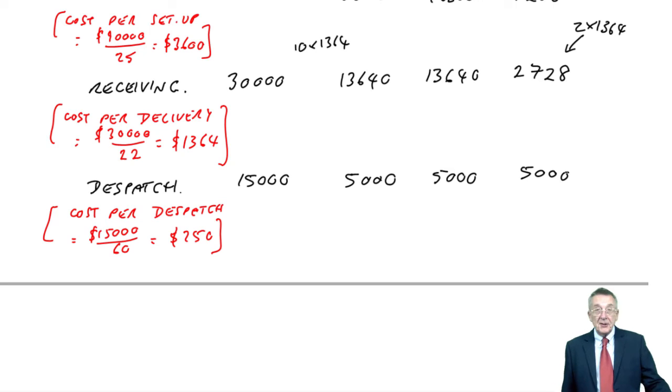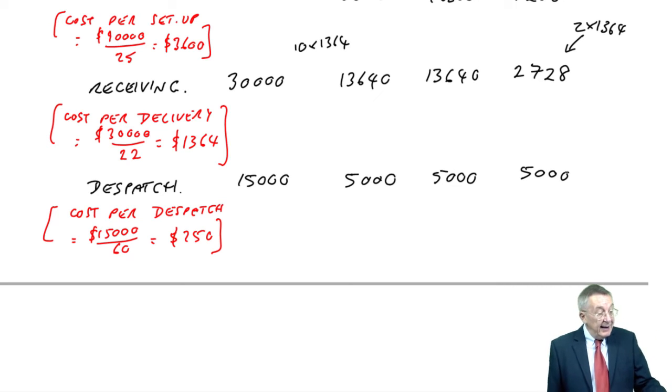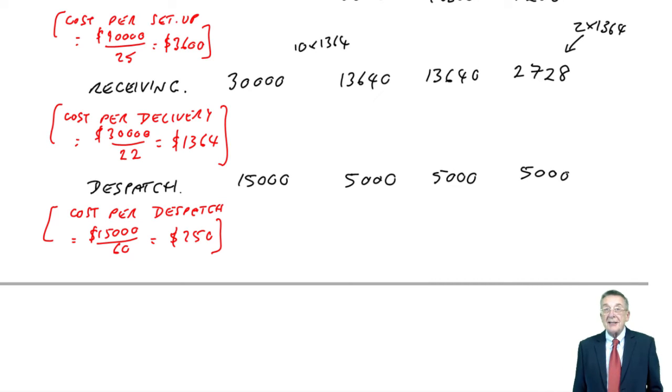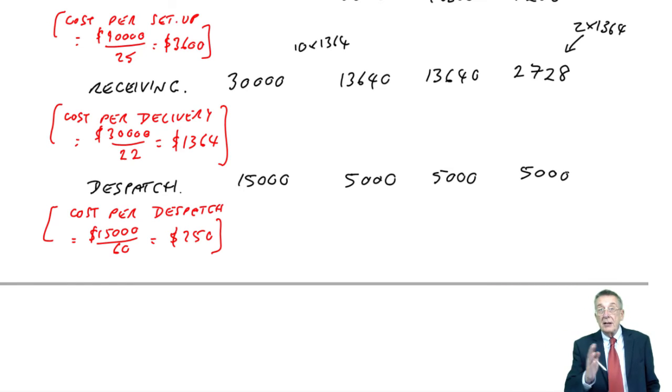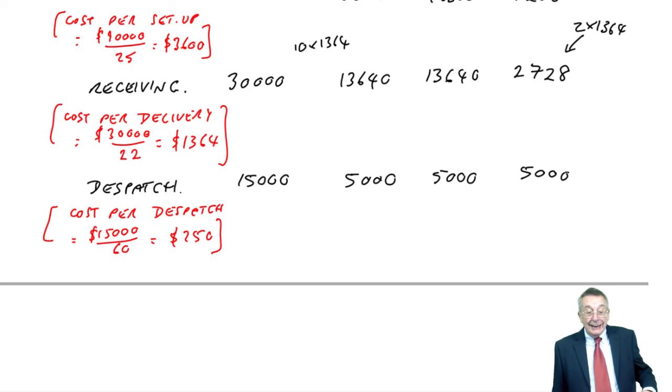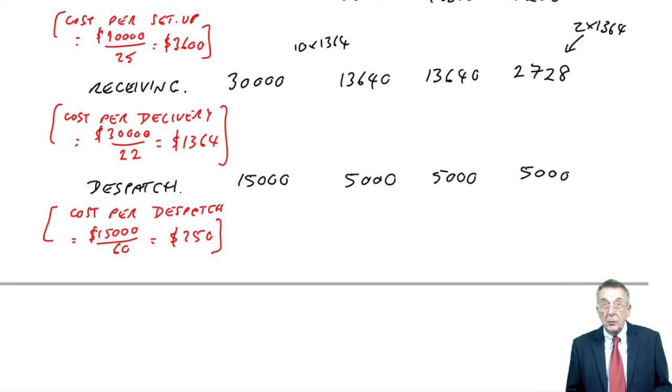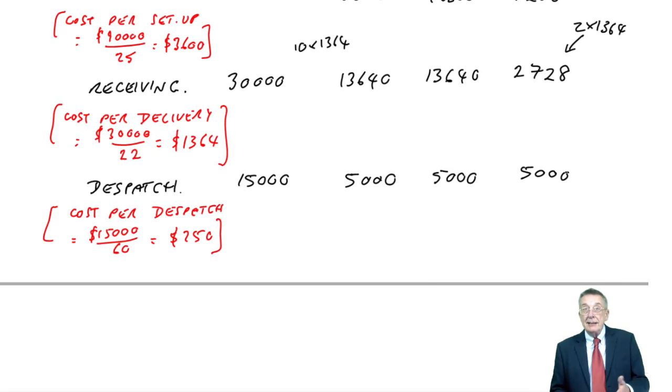Now, I'm not actually quite as stupid as I may sound. Given that it's 20 for each product, I could simply have divided the 15,000 by 3. It's an equal amount to each. I've written cost per dispatch because if we were specifically asked to get what's effectively an absorption rate, then obviously we'd need to calculate that 250.